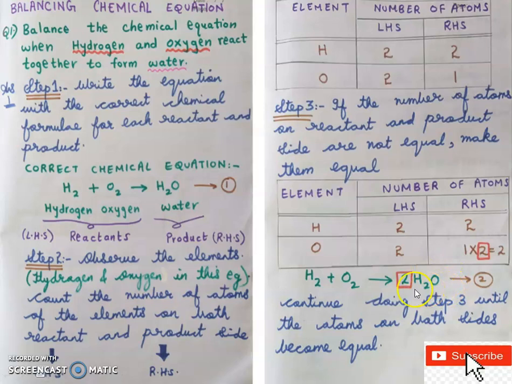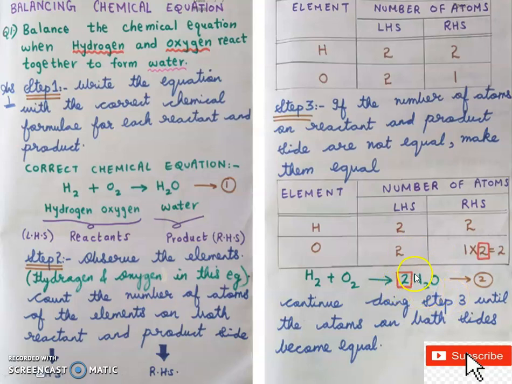That is, H2O is a compound here which is made of hydrogen and oxygen. So if I want to write the atoms of oxygen to balance it, I will write it before the compound water, H2O. So this is the 2 where I have written. Now I will continue doing this step until the atoms on both sides become equal. So here if I count how many atoms of hydrogen I have, 2 hydrogens on the LHS, but how many atoms are there on the RHS?